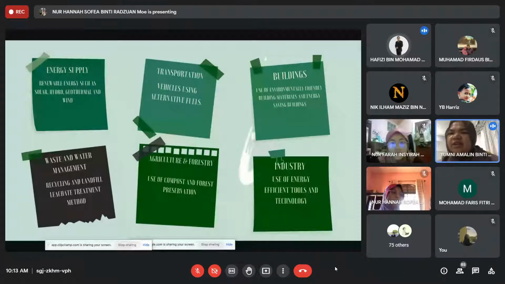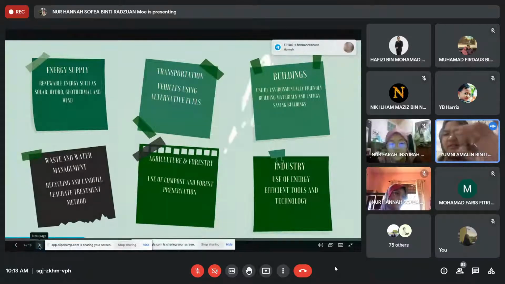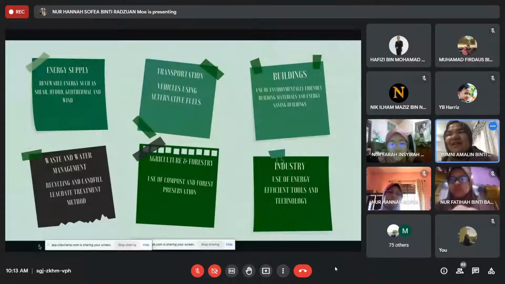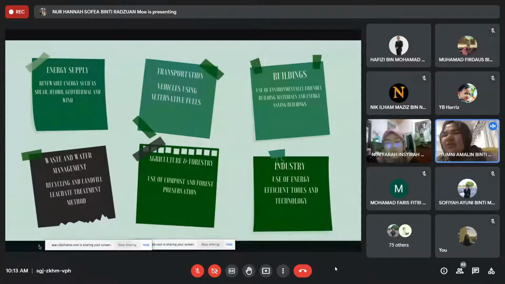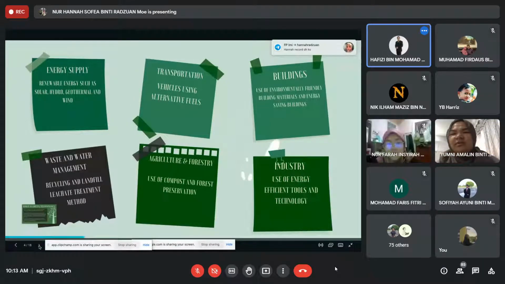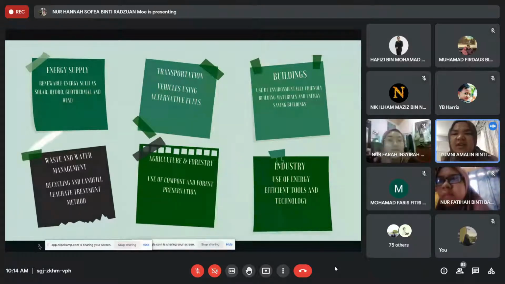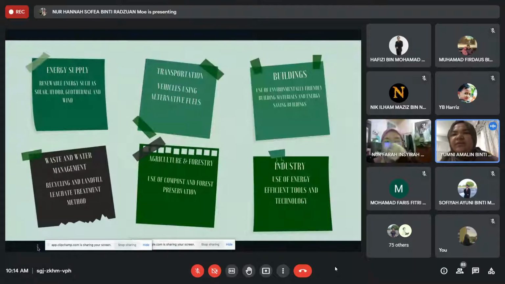So next is waste and water management. Recycling and landfill leachate treatment method will be in the next slides. So next is agriculture and forestry, use of compost and forest preservation. So just like having forest preservation, there are a lot of places in Malaysia that preserve the forest. And use of compost is just composting different types of waste such as food waste in our house.